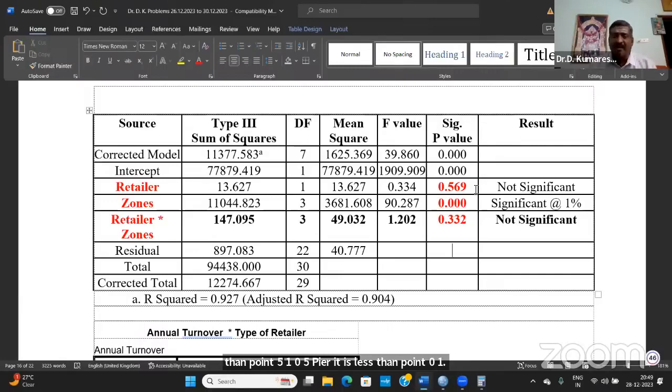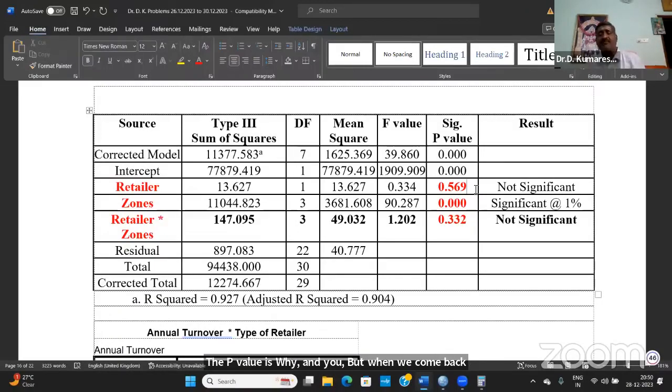Obviously, you look at the interaction. It has come down because of the effect of zone. Earlier, when we compared the retailer alone, it was 0.569. But zone-wise, the p-value is 0.000. But when we compare together, it has come down.